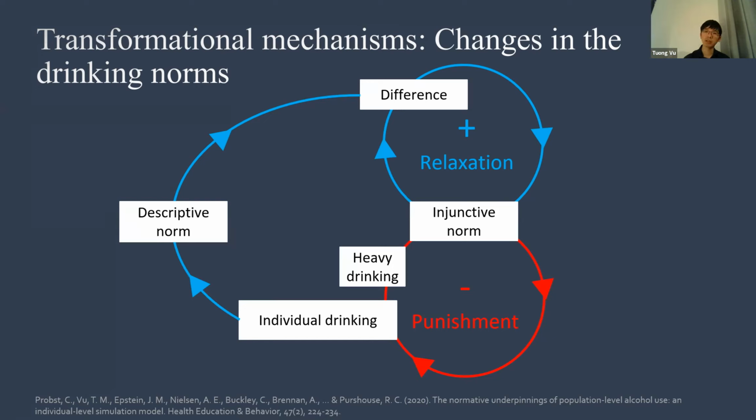The other mechanism is punishment, the tightening of the norm. If drinking causes social disorder, drinking will be less acceptable. So the injunctive norm is going to be tightened.